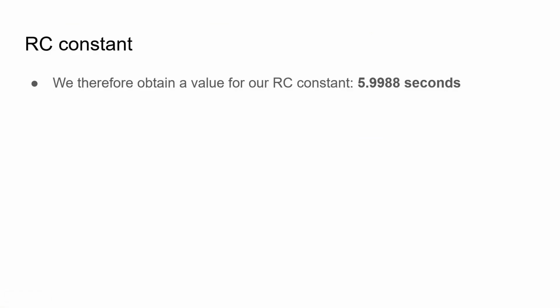So as we saw from our Excel sheet, we obtain a value for our RC constant of 5.9988 seconds. And this constant, by the way, is a measure of how fast or slow the capacitor charges and discharges. The greater the RC constant, the slower the charge or discharge of the capacitor.